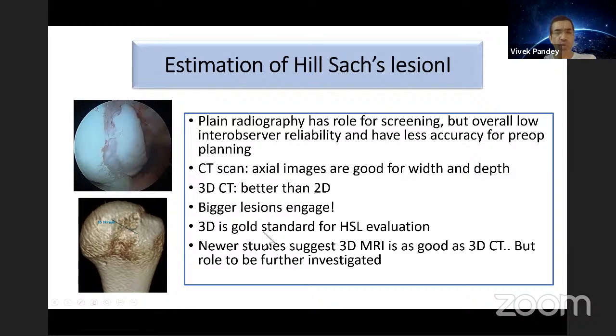3D CT is at the moment considered to be the gold standard for HSL evaluation. I would like to take Aditya's inputs later. And newer studies suggest that 3D MRI is coming up as good as 3D CT. So maybe in another 5 years, when we'll have better machines, better technology, the 3D CT might gradually be going off, because here there is no radiation. At the moment, the role has to be further investigated. Thank you so much.